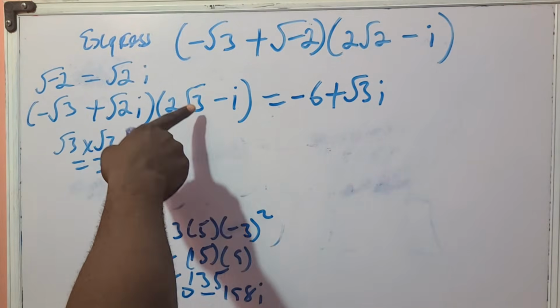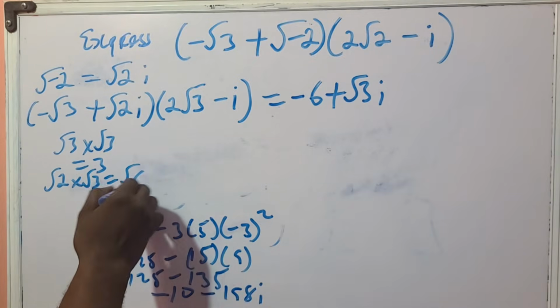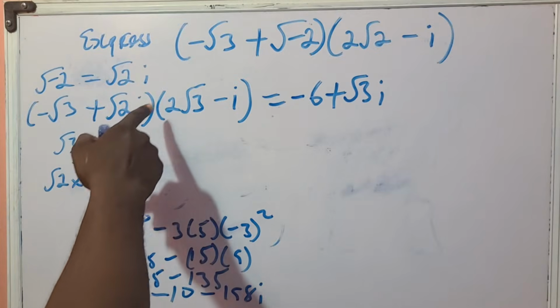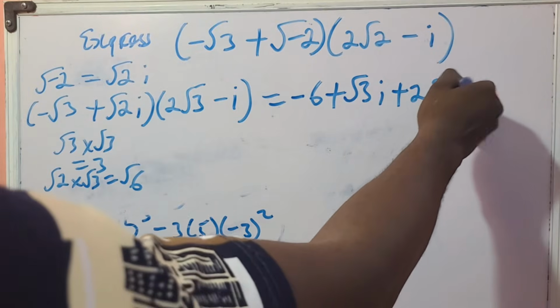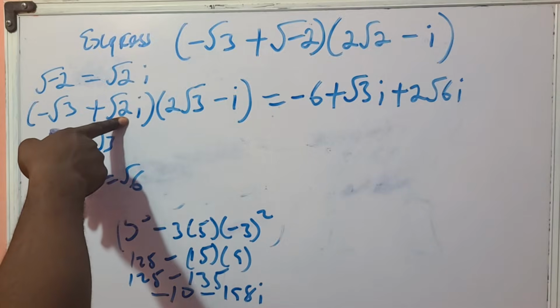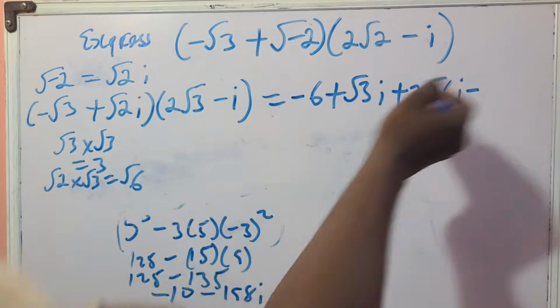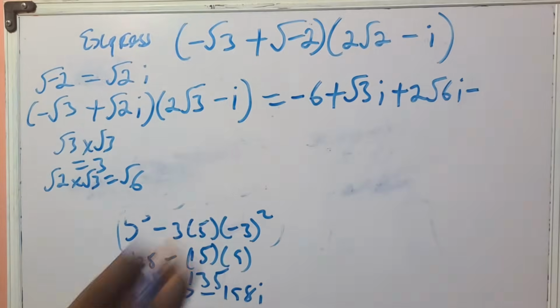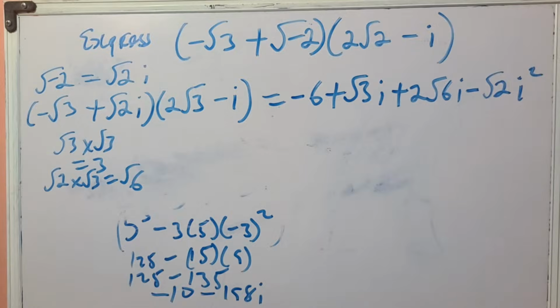Now we have this square root of 2 and square root of 3. When you do square root of 2 times square root of 3, that will be square root of 6. That will be 2 square root of 6i, because there's a 2 here and it's all plus. So this will be plus 2 square root of 6i. And then last but not least, we have square root of 2. We don't have a square root here, but there's a minus here. So we have a minus, and then this is i times i, which is i squared. Let's first of all write this as square root of 2i squared, so that we can then break it down from here.